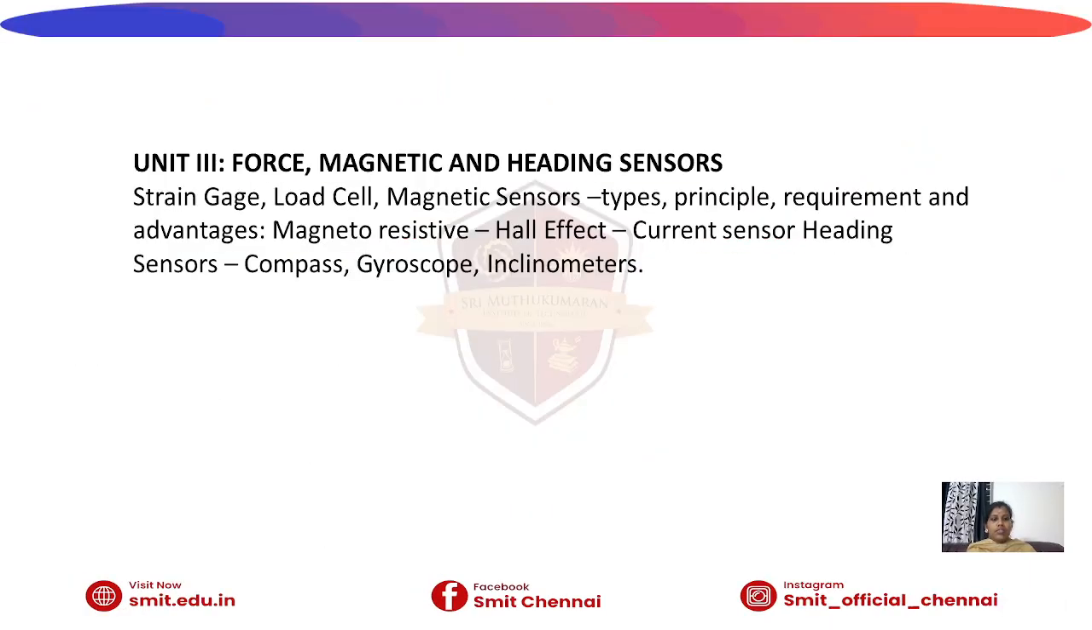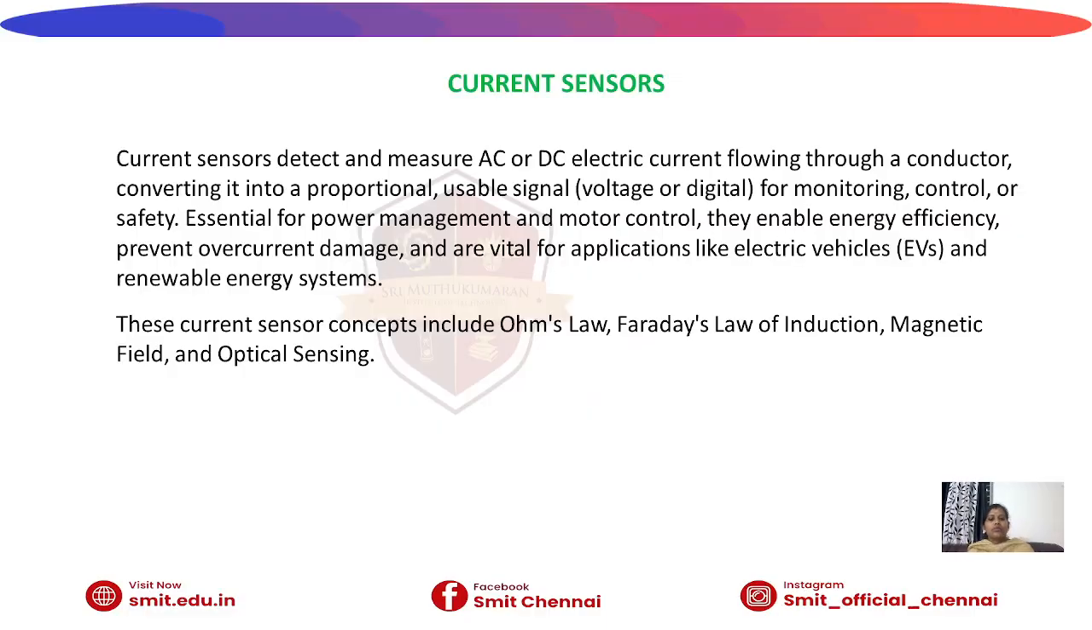Today we are going to discuss Unit 3, Part 3. The topic is current sensors. In this session we will discuss the current sensor. A current sensor detects and measures the AC and DC electric current flowing through a conductor, and converts it into a proportional or usable signal for monitoring, control, or safety.